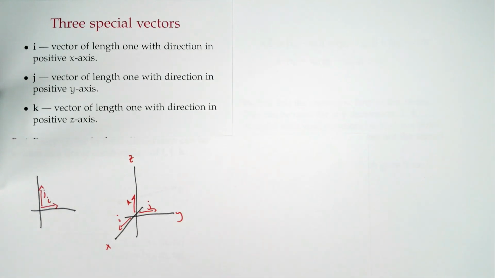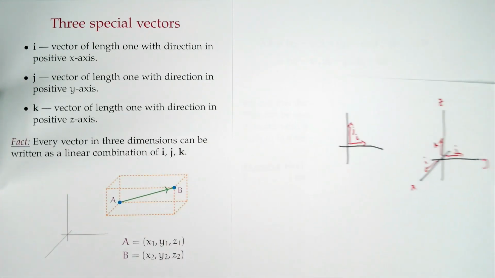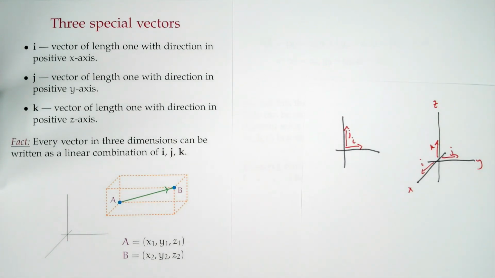Well, what's the convenience of having these 3 vectors? Is there anything special about them? And it turns out that there is something nice about these 3 vectors. It's not only true about I, J, and K, but it's very convenient to work with them. And it's the following. Every vector in 3 dimensions can be written as some combination of I, J, and K.